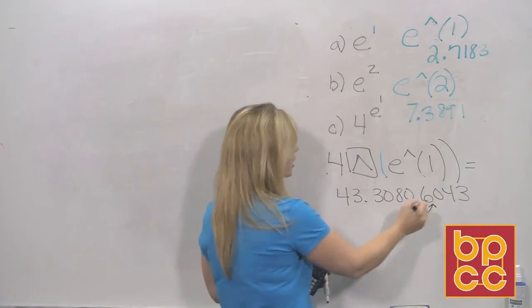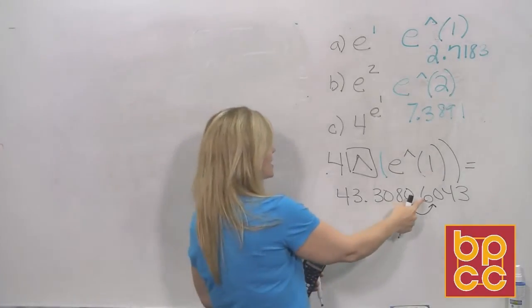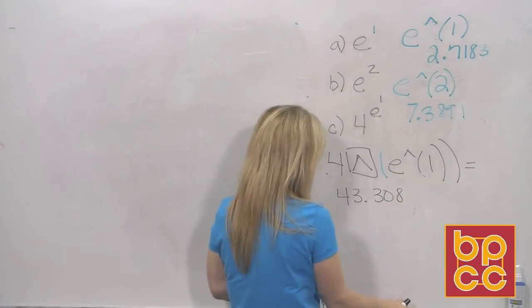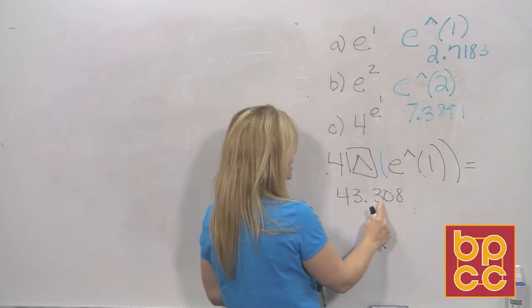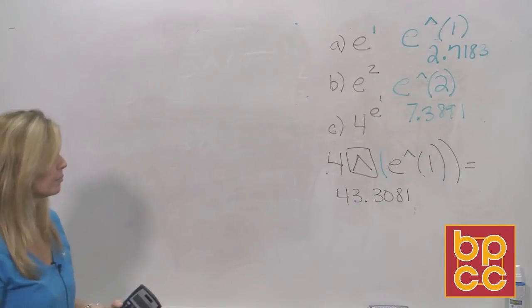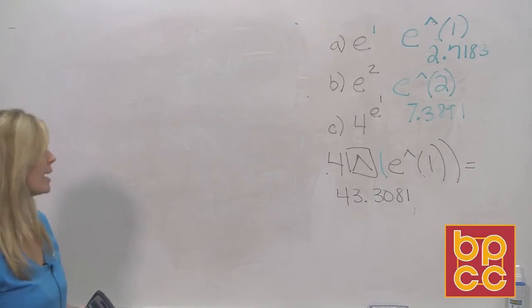Underline a digit, look next door. If it's 5 or higher, add 1 more. That's a 6, so we add 1 more to 0, it becomes a 1. So this would round to 43 and 3,081 10,000s. Everybody with me? So far, so good? Okay.